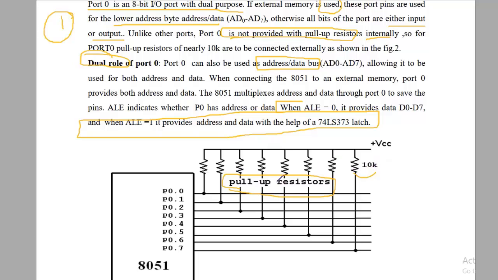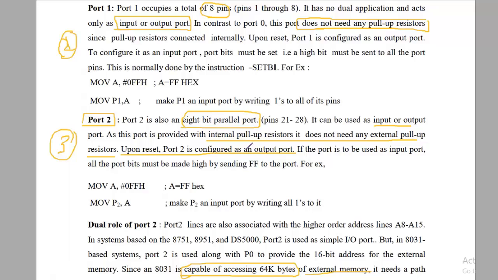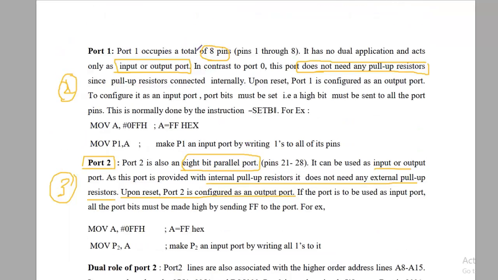Let me explain what a pull up register is. A pull up register is basically a register that is used to ensure a known state for a signal. Okay, so the next thing is port 1. It is only used for input and output. It has 8 pins, and it does not require any pull-up register.